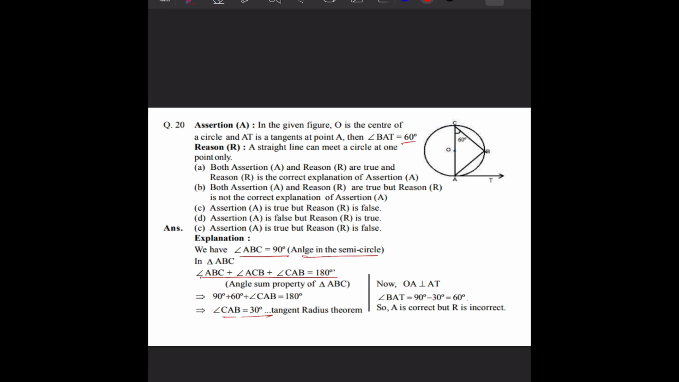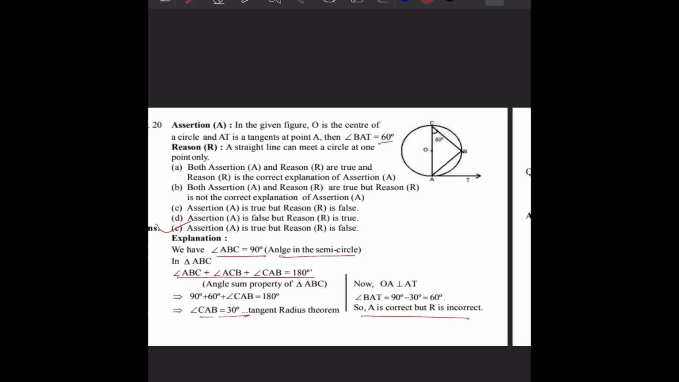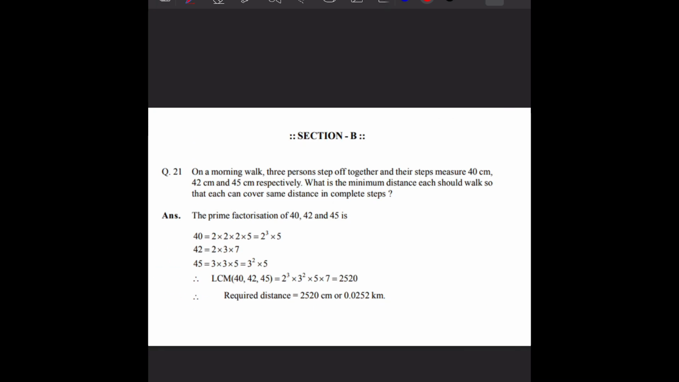So therefore, option A is incorrect, sorry, A is correct, but R is incorrect. Option C is the correct answer. Assertion is true, but reason is false. Moving on to the next, section B.